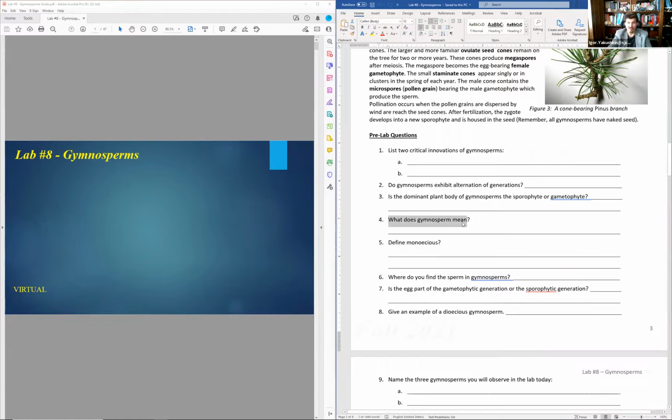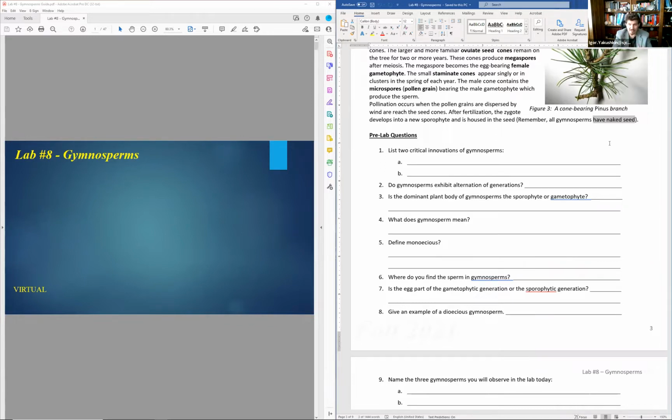Now, what does gymnosperm mean? Gymno means naked, sperm means seed, naked seed, right? Yes, they have naked seed. Why is the seed naked? Not because it does not have a cover. It does have a cover. It does not have an additional thing which is known as a fruit. Okay, so please make sure you understand that.